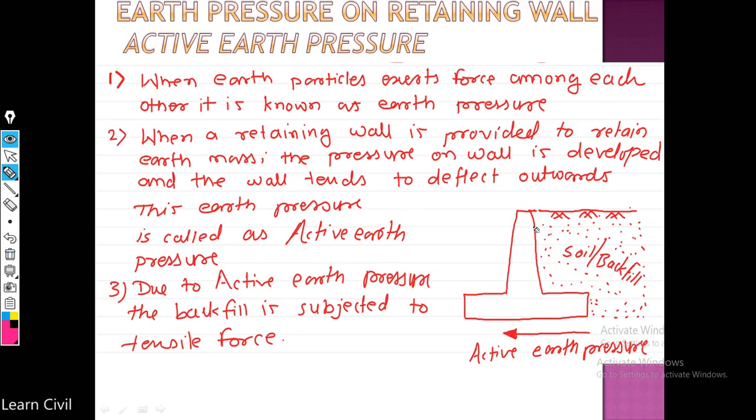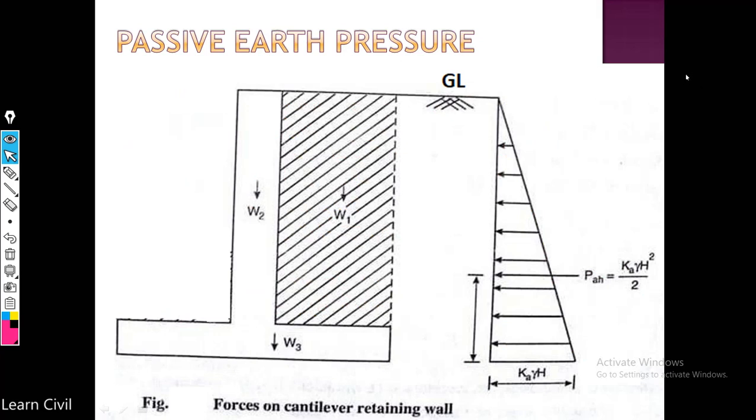Now if we have constructed a retaining wall like this, the soil mass will be exerting some pressure, and due to this earth pressure the wall will be deflecting like this. So this type of pressure which is developed is considered active earth pressure. Due to this active earth pressure, the backfill soil mass is subjected to tensile force. So this is the first type of earth pressure, active earth pressure, meaning the backfill soil mass is exerting pressure on the cantilever retaining wall.